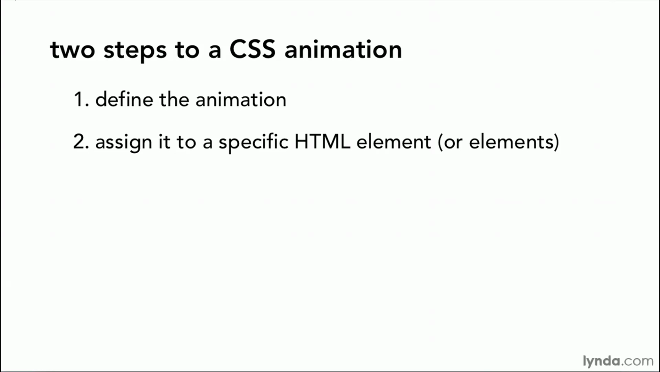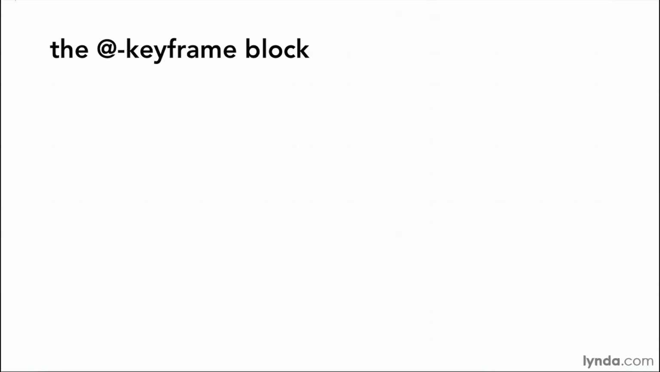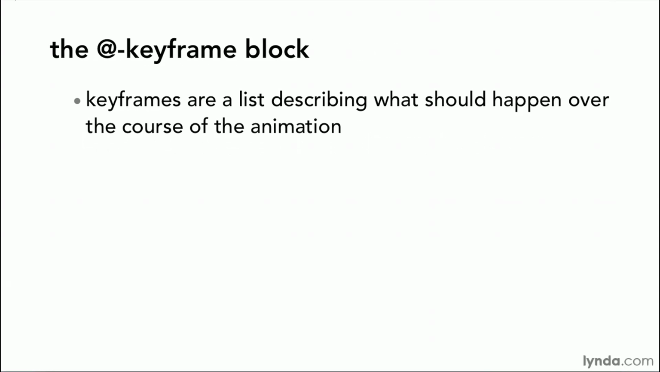We'll start our CSS animation by defining its keyframes using the @keyframes rule. Keyframes are essentially a list describing what should happen over the course of the animation. We'll define the values for the properties that we'll be animating at various points during the animation. Any property that we want to have change over the course of one cycle of the animation needs to be listed in our keyframes. So let's take a look at how we write out those keyframes.